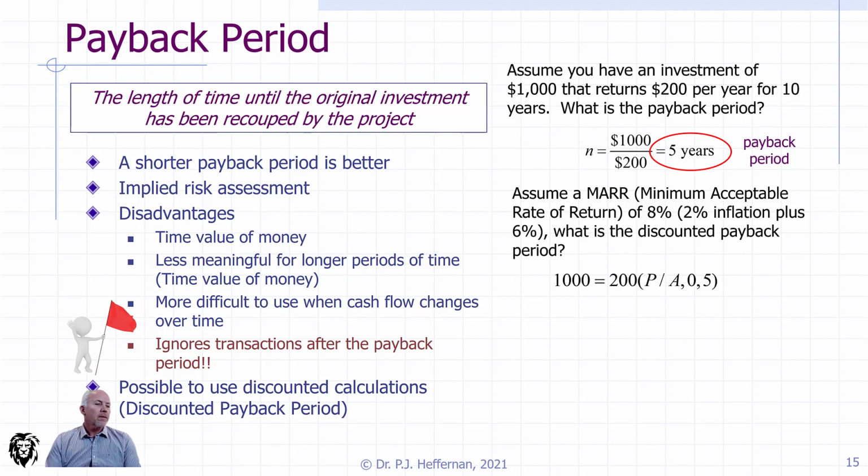And because of that, what we need to do is take that factor, the uniform series factor, and set it equal to 5, and now find out how many years it would take for that factor to be equal to 5 at a discount rate, or minimum acceptable rate of return, of 8% or 0.08.